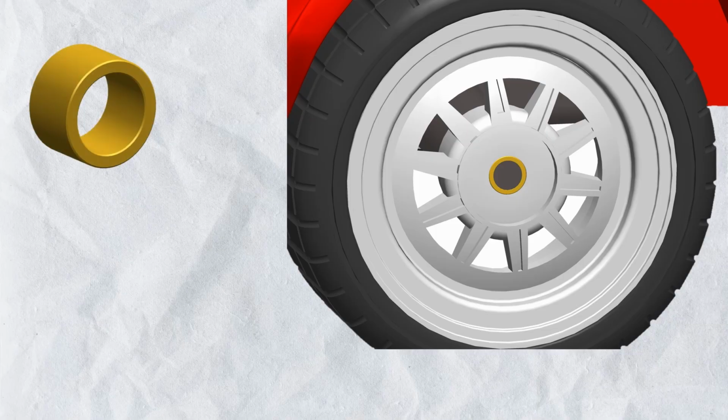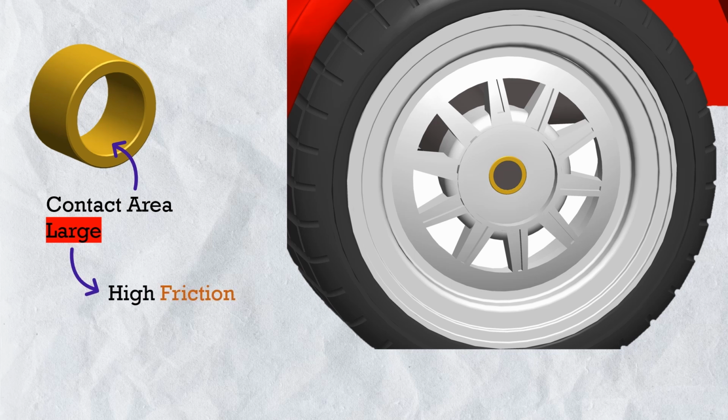Let's further investigate the bush bearing. Since the contact area between the bush and the shaft is very large, as a result, bush bearings cause a high amount of friction and high heat generation. So we cannot run the car at high speed because of the friction. So how can we reduce the friction?